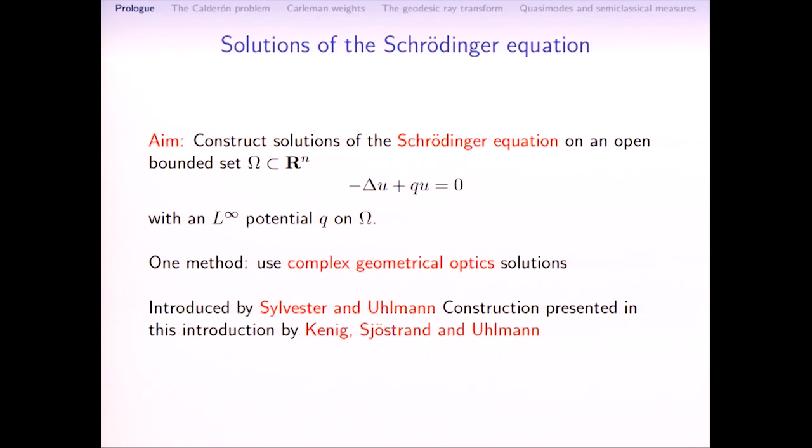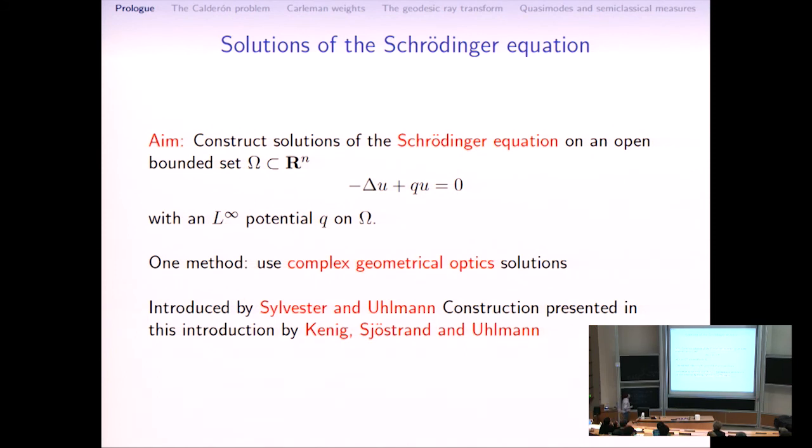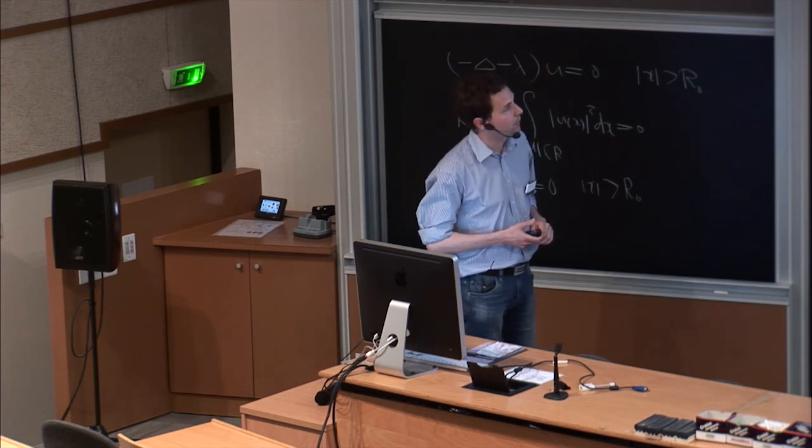So my aim with this starting point is to construct solutions to the Schrödinger equation on a bounded set in Rn. I'm mainly concerned with the case of dimension bigger than 3. The potential is just an L-infinity function. And the method is the classical construction by complex geometrical optics, which was introduced by Sylvester and Uhlmann, with linear weights. What I want to show here is how the construction can be done with nonlinear weights and the geometric decomposition which appears there.